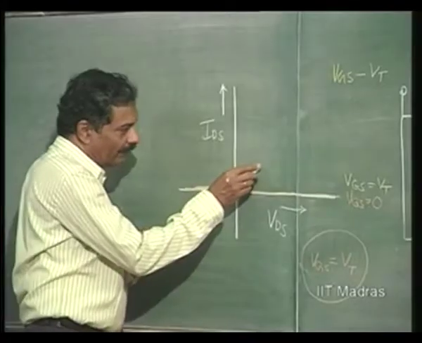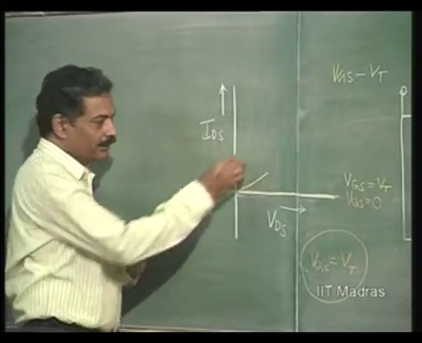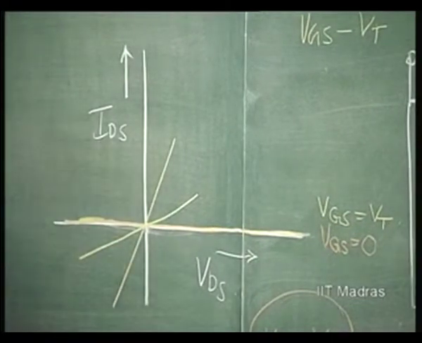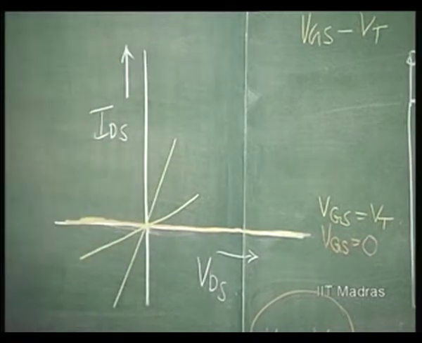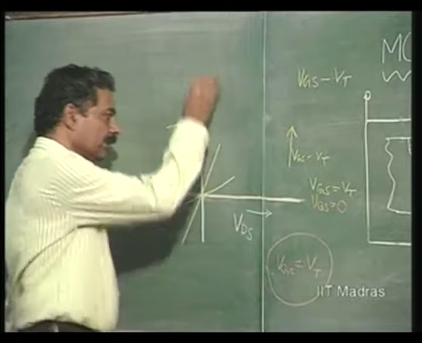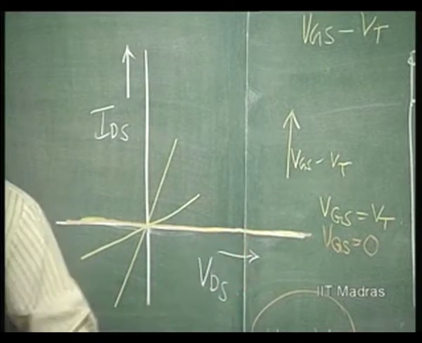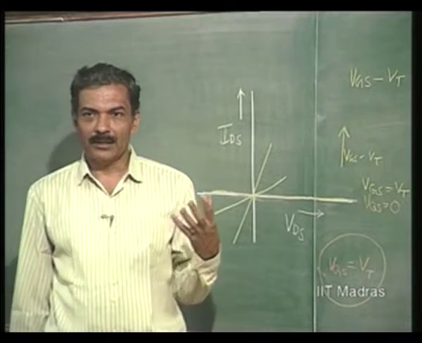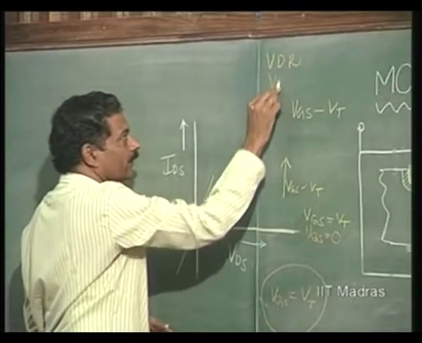So, I can therefore say that for a certain value of VGS minus VT, this is the characteristic, and for a certain other value of VGS minus VT, this is the characteristic, right? VGS minus VT going on increasing, this kind of characteristic is followed. That is why this MOSFET can be used as a voltage dependent resistor or voltage variable resistor. It is called a voltage dependent resistor or voltage variable resistor.